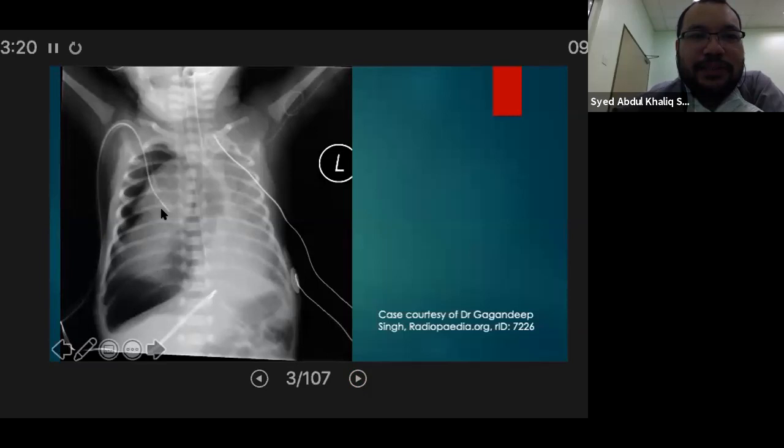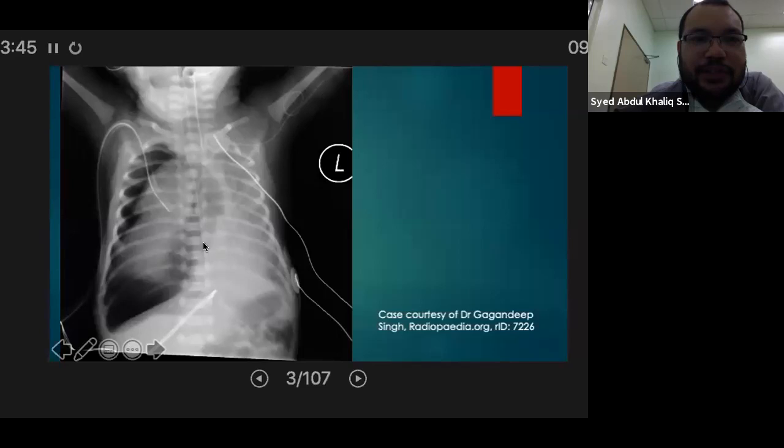The mediastinum is pushed, herniated into the right side, and this is a chest drain. We can see this is the upper lobe, this is the middle lobe of the right lung. As you can see, this is the ET tube. This is a PICC, long line. This is the NG tube.